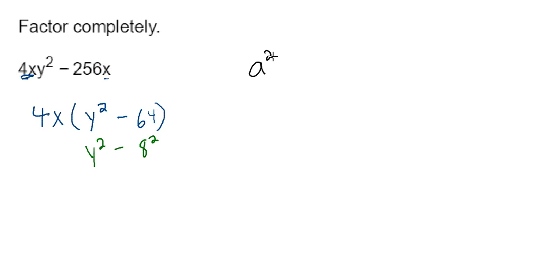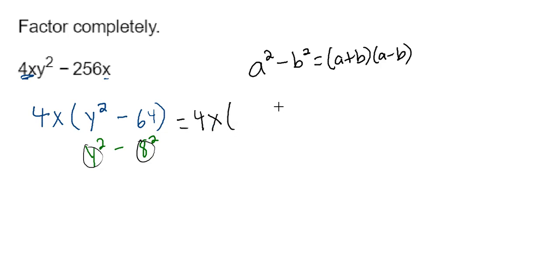The formula goes like this. A squared minus b squared will factor as a plus b times a minus b. All right, so in this case, instead of a, we have y. Instead of b, we have 8. So this will factor as, we'll still have 4x there. And then we'll have a plus b, which in this case will be y plus 8, times a minus b, which in this case will be y minus 8.